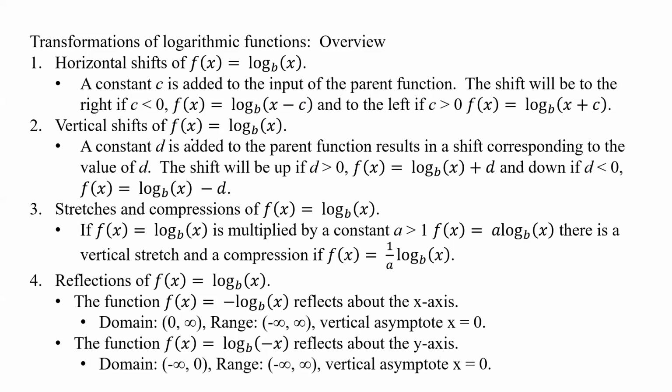Now here, vertical shifts, they're going to be exactly the same. And now what we're going to do is we're going to add it to the parent function. So it's going to be out here. We're going to add something over here. So we're going to have a positive d or a negative d. If it's a positive d greater than 0, it looks like that, and we're going to move up.